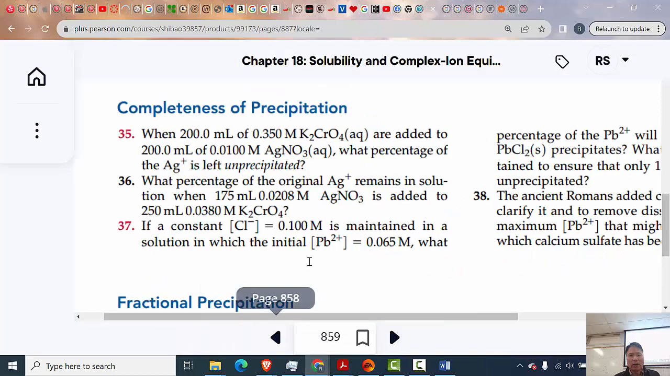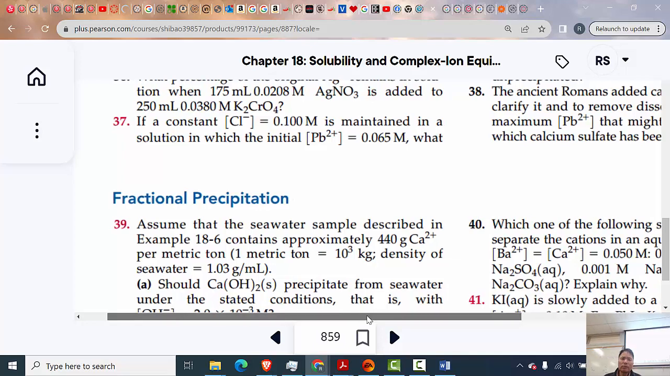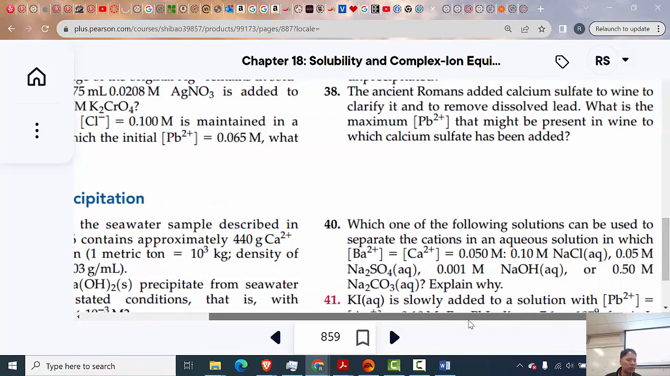All right, the next section we're looking at is called fractional precipitation here. A fractional precipitation is what we did in qualitative analysis. We did fractional precipitation of the +2 and +3 hydroxides. So for example, we precipitated out the iron 3, the aluminum, and the chromium 3 cations using hydroxide, but we left the +2 hydroxides unprecipitated. And the way we did that was we adjusted how much hydroxide was present in the solution.